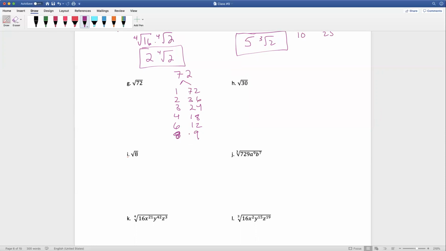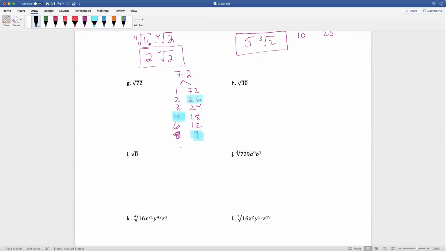Now, in regards to perfect square factors, I challenge you to find 3 of them. They have 3 perfect square factors. Do you see the 3 perfect square factors? Well, 9's a perfect square, so we could break it up into 9 and 8. 4 is a perfect square, so we could break it up into 4 and 18. 36 is a perfect square, so we could break it up into 36 and 2.